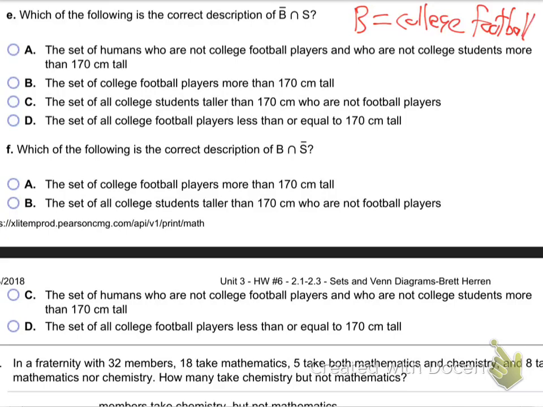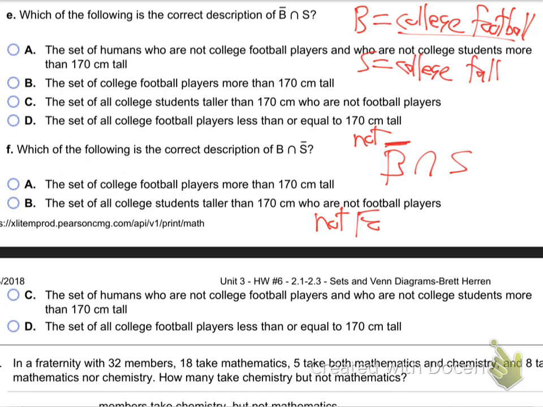I'll move on. B, again, is college football players. S is college tall. What are we doing on this? B bar overlap S. So what's that going to be? That bar is not. So they're not college football. What's the overlap mean? What word, and or? It's like an A, and. They are college tall. So they're not college football, and they are college tall, though. Right? That's what we're looking for.